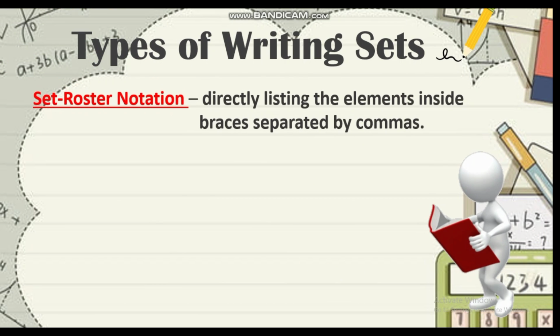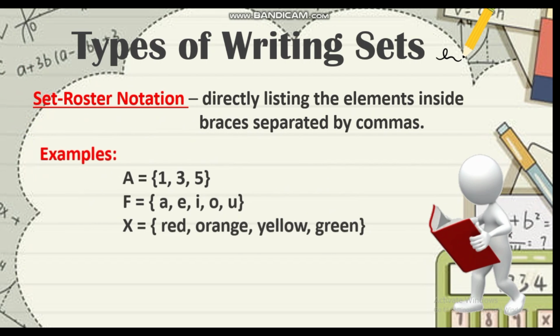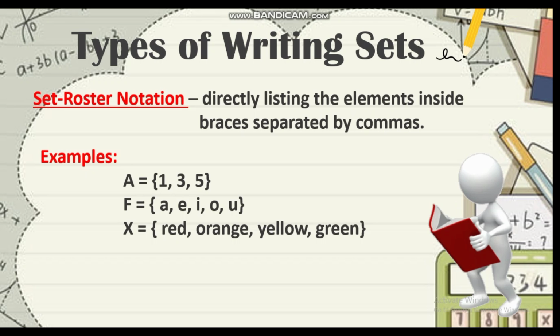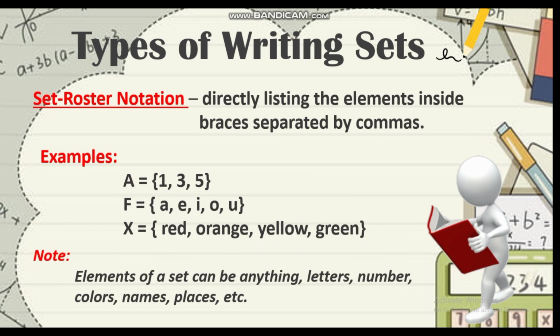We have different types of writing sets. First, we have the set roster notation. Set roster notation is directly listing the elements inside braces, separated by commas. We have the following examples. Set A is 1, 3, 5. Set F is A, E, I, O, and U. And we also have set X, which is red, orange, yellow, and green. A little reminder: elements of a set can be anything. They can be letters, numbers, colors, names, places, and so on.